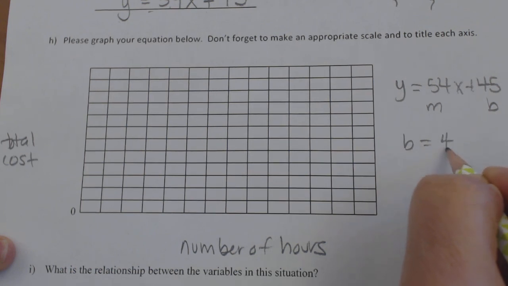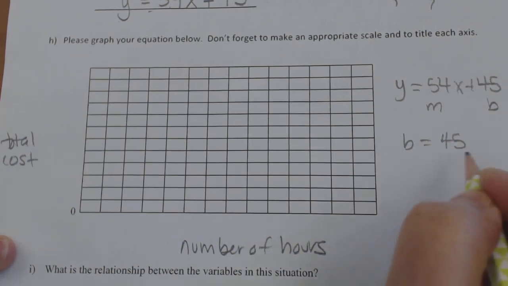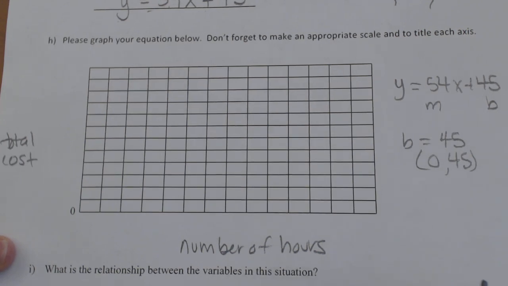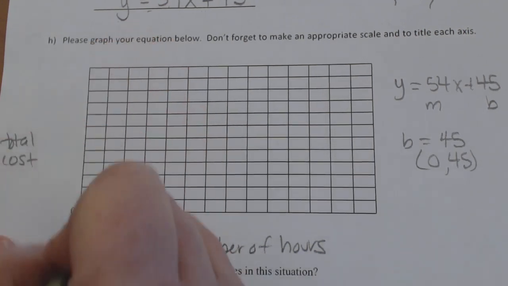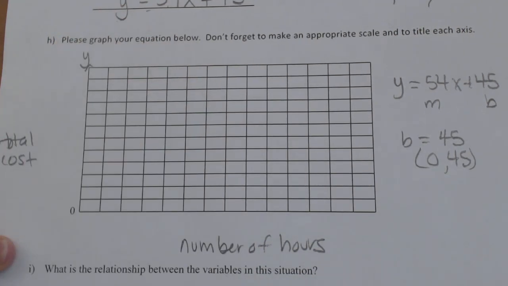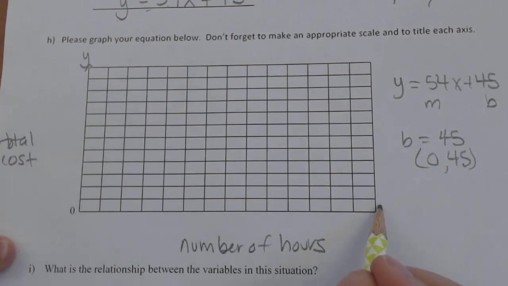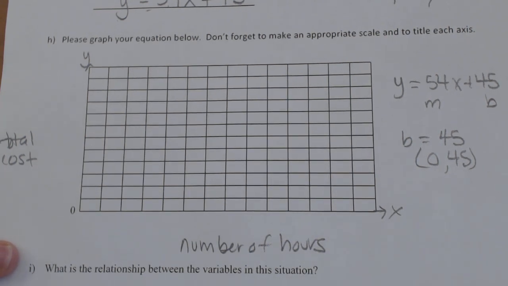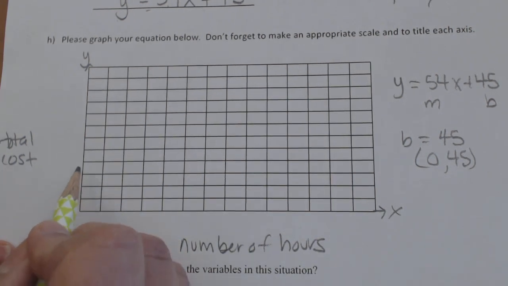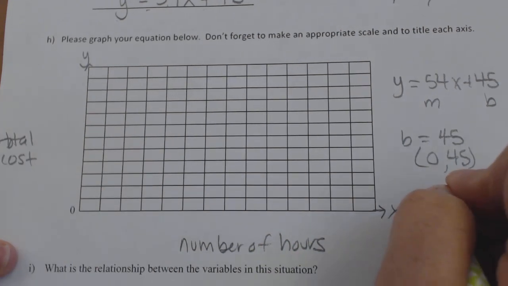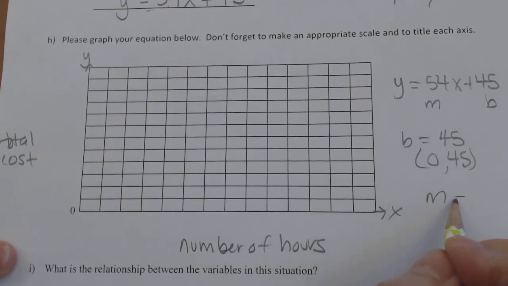Now remember, our b is our y-intercept. It is the coordinate 0, 45. It is where it intersects this y-axis. This is the y-axis right here. So it sits on this line right here. This is the x-axis, remember. So I need to make sure that I'm going to be able to plot 45. Now my slope, my m, equals 54 over 1.